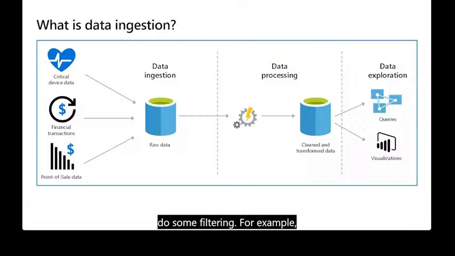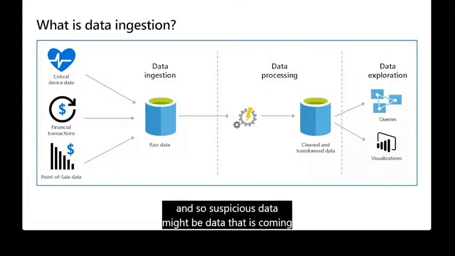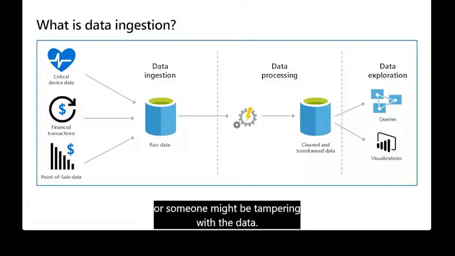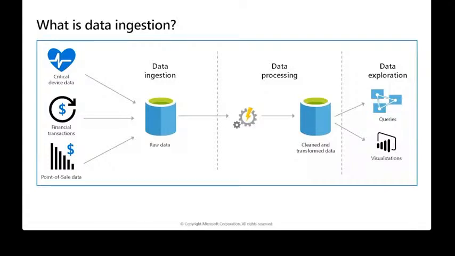For example, if we are ingesting data that could come from a suspicious, corrupt, or duplicated data source. Suspicious data might be data that is coming from an unexpected data source. Corrupt or duplicated data could be due to some device malfunctioning, or there might be transmission failures, or someone might be tampering with the data.